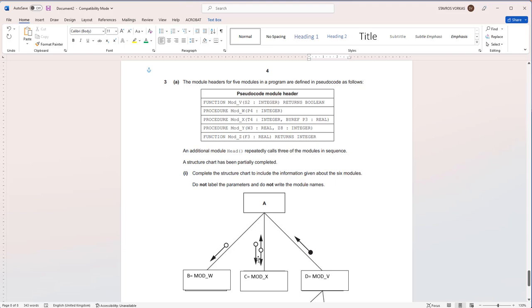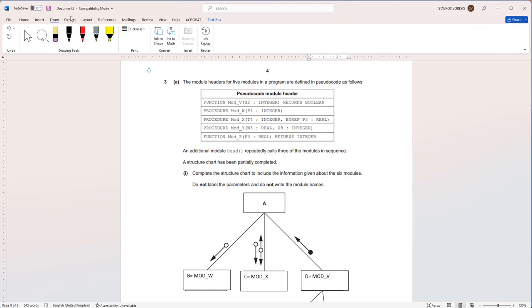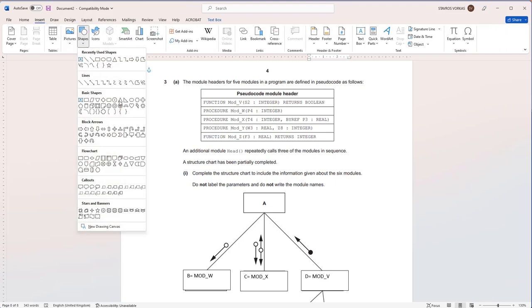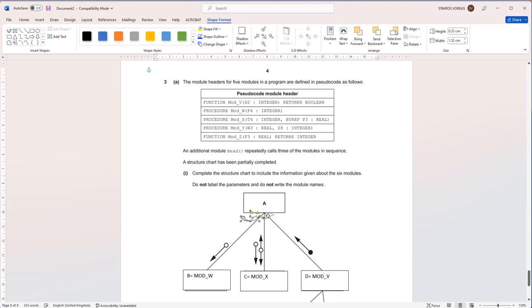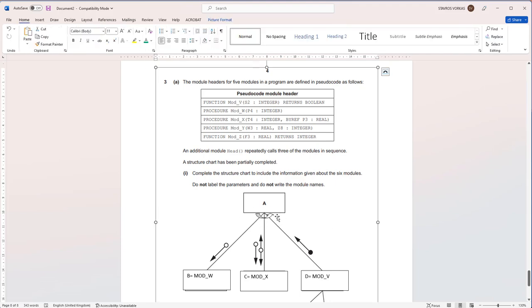Now, there's one thing that we skipped, or one thing that might be asked of us, is this part here that says complete the structure chart to include information given about the 6 modules. There's one piece of information that we did not draw. We did not show the iteration. Let me see if I can find the shape. Let's see, shape. We need something like this, much more flat. We needed to draw like a semicircle here to show that this is a loop, because it says here it's repeatedly called.